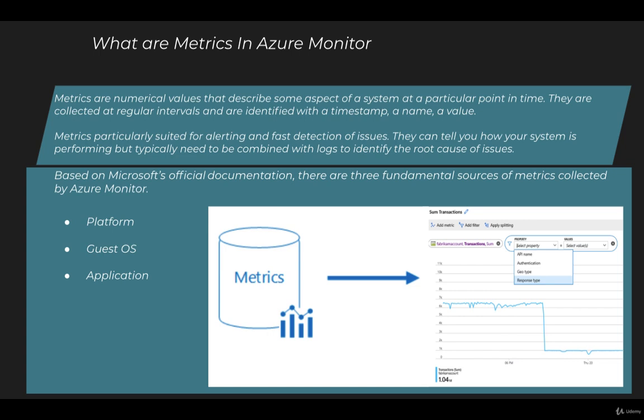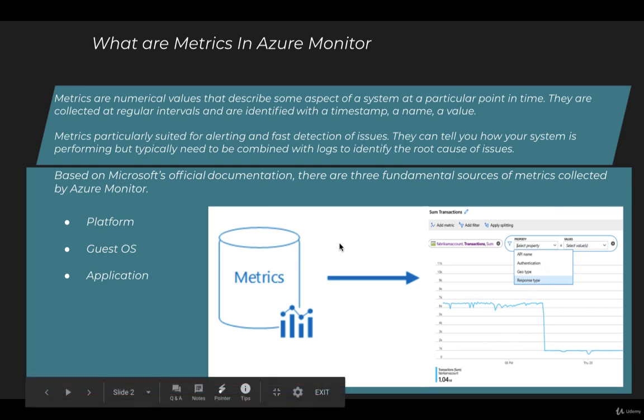So both are important. Like I said, metrics, as the name suggests, are numerical values that describe some aspect of a system, that is, the state of a resource at a particular time. Let's say within one hour, how your VM was behaving, how your SQL servers were responding. This information is collected at regular intervals and has a timestamp, name, and value, so that you can search and create different graphs. You can have the authentication type, geo type, response type, and depending on the value, you can have different types of graphs. You can list it down.